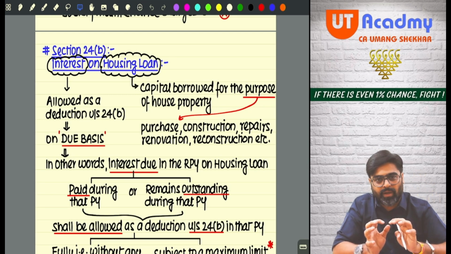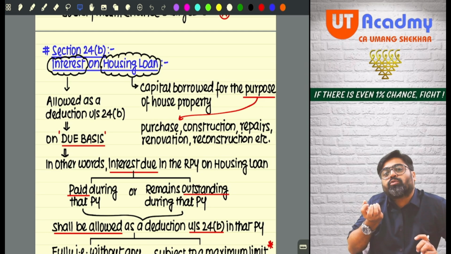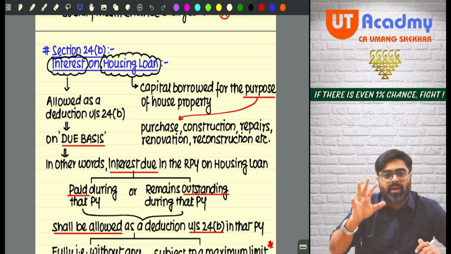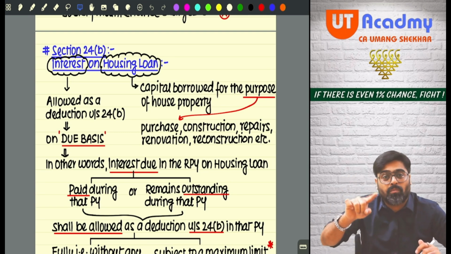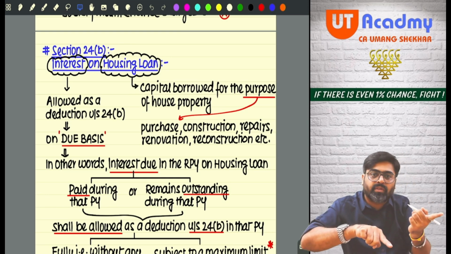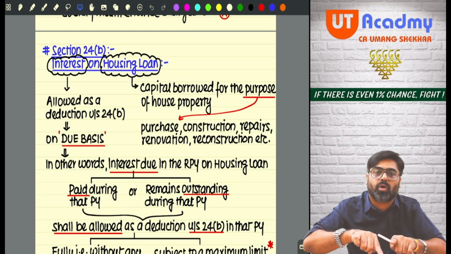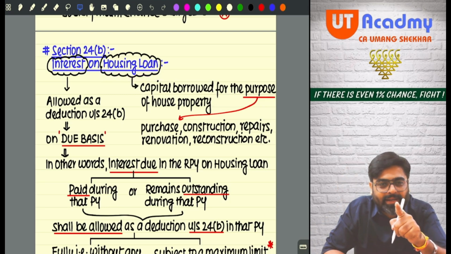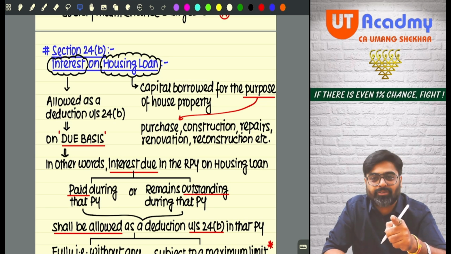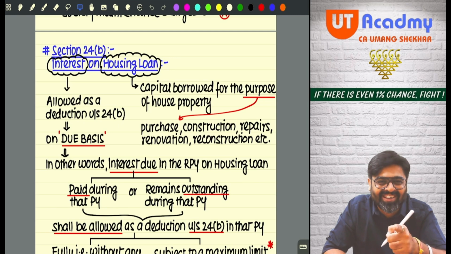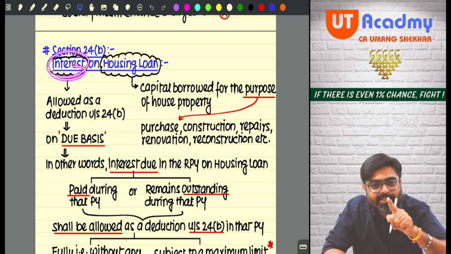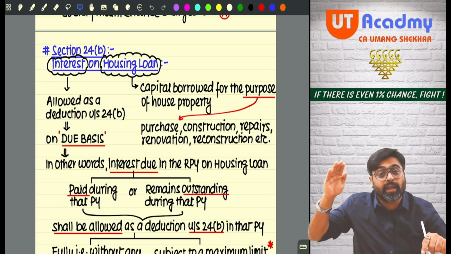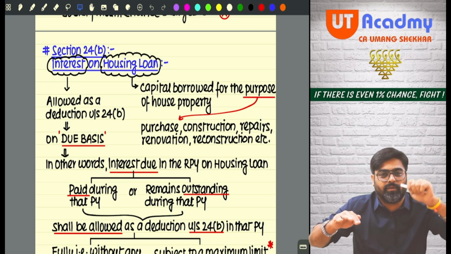So whatever money you take as a loan, that loan money you use for any purpose of the house property, yes or no? Either to purchase or to construct or to repair or to renew, etc. The capital which you have borrowed for any of the purposes of the house property will be treated as a housing loan. So are you going to get the deduction for housing loan? Yes or no? No, you are going to get the deduction for interest on housing loan, not the housing loan. You are going to get the deduction for the interest which you pay on this housing loan.